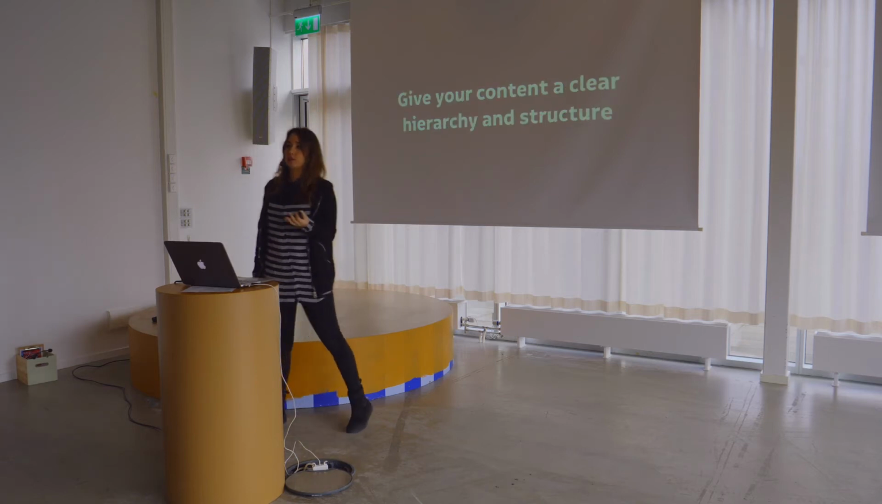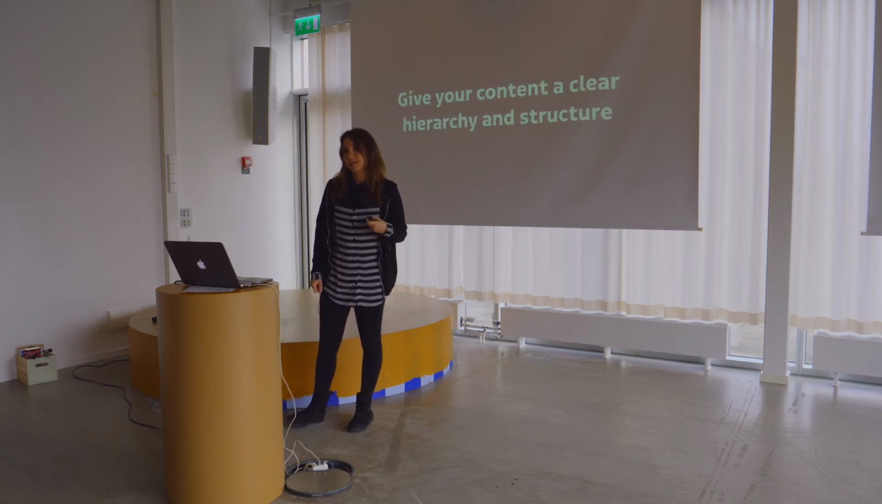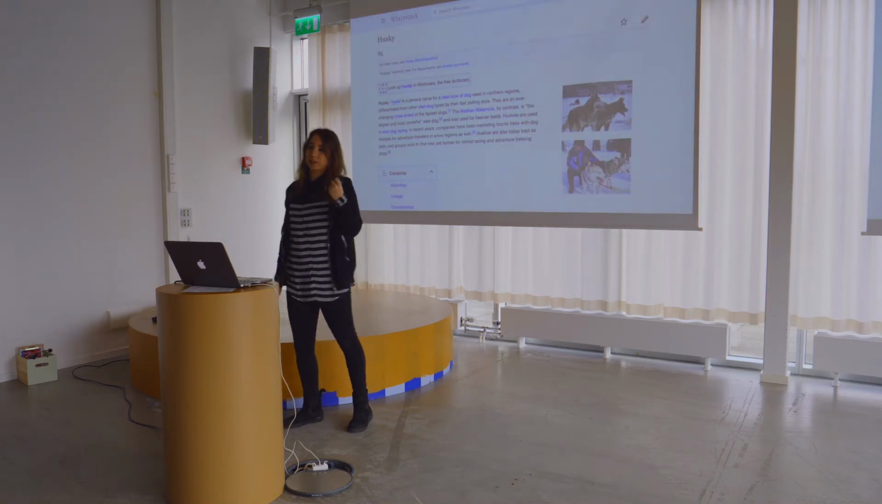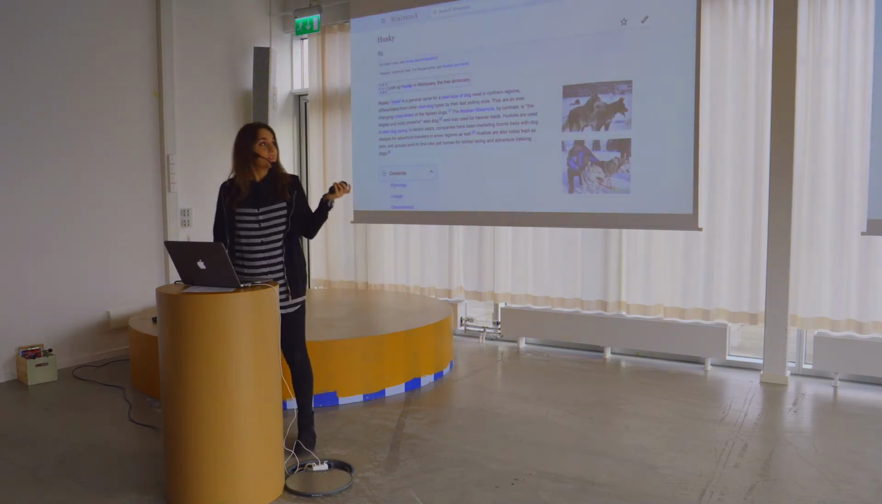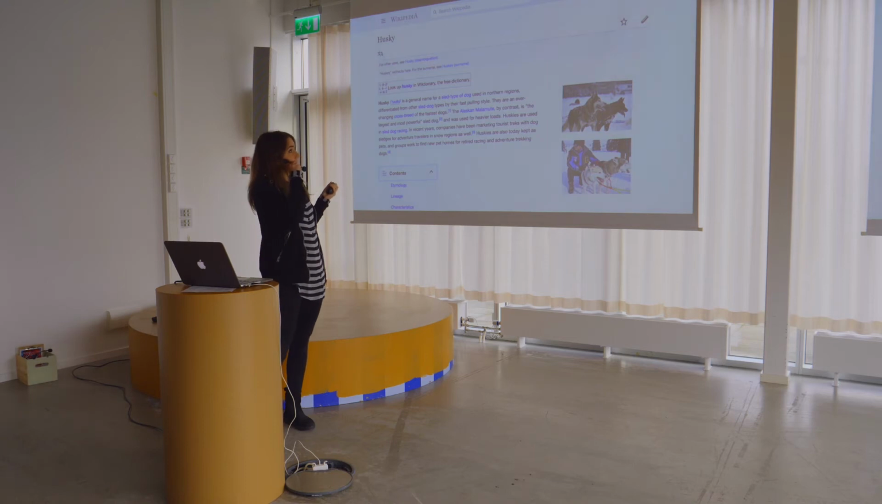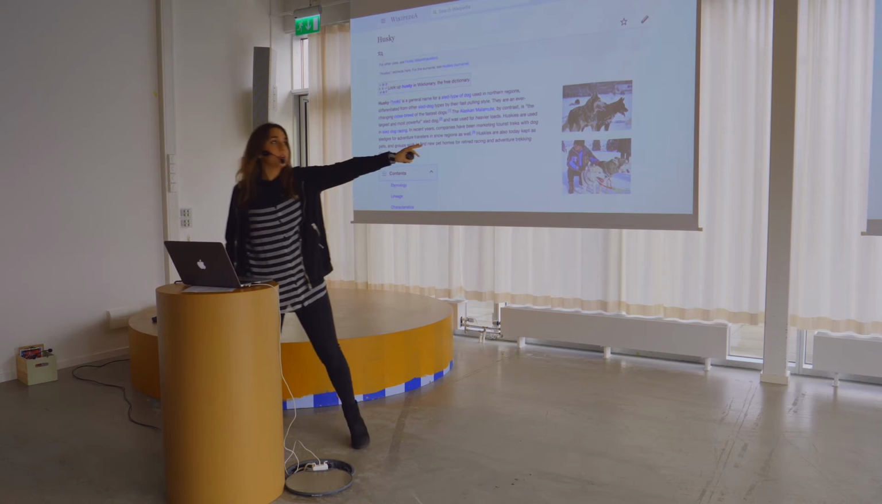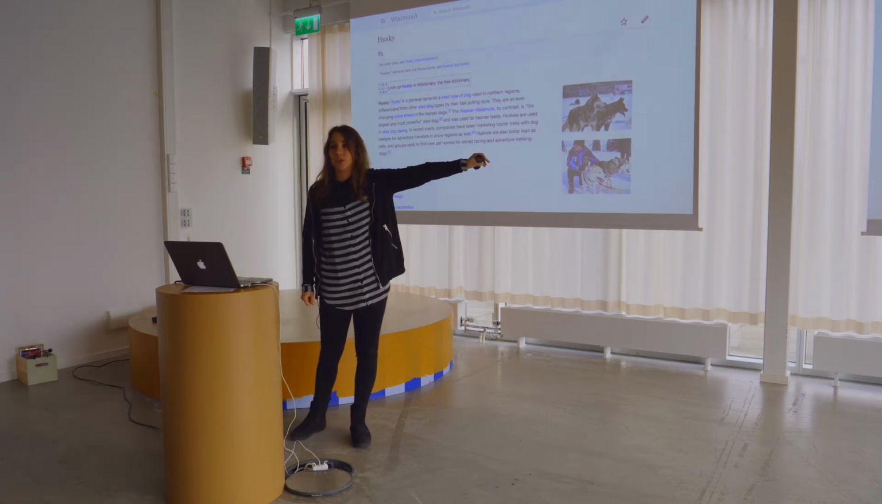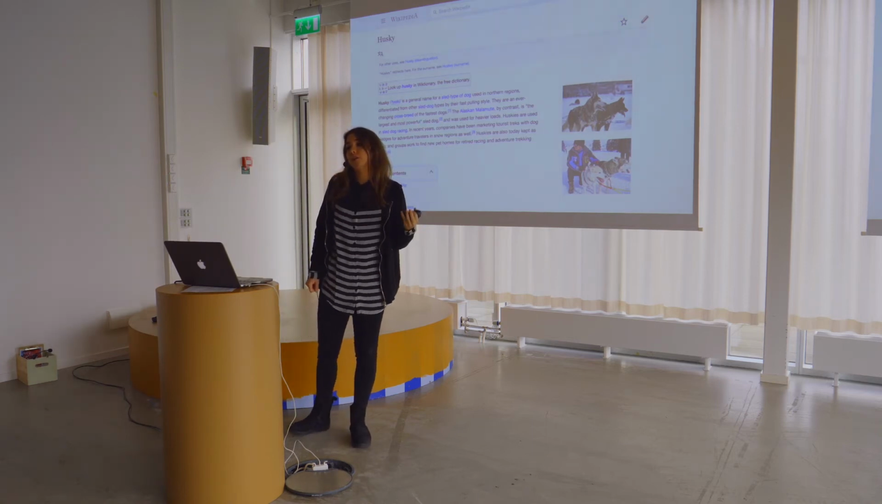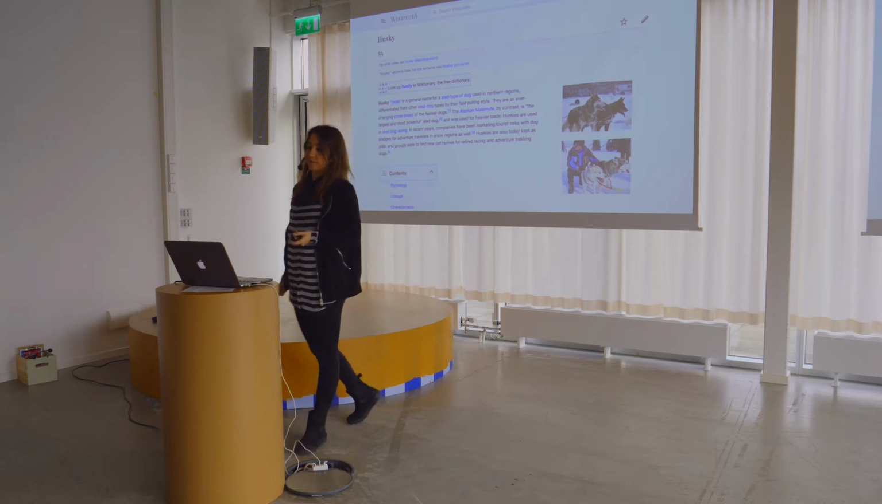We want to give our content a clear hierarchy and structure. I think a really good example of this is Wikipedia. It's not the most exciting design in the world, but it's got very clear headings. It has a very clear contents page, and it's very easy to skim a page and find the kinds of things that you want there.